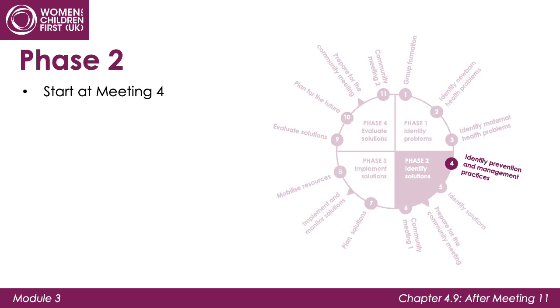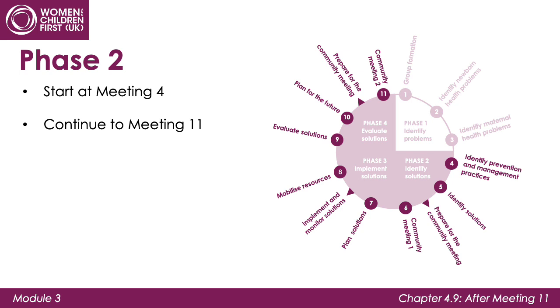If the group decided to start meeting in Phase 2, then the facilitator should start with meeting 4 and guide the group from there through the whole cycle up to meeting 11. Again, since the groups will have greater capacity, having already completed one PLA-MNH group cycle, they may be able to meet more frequently.